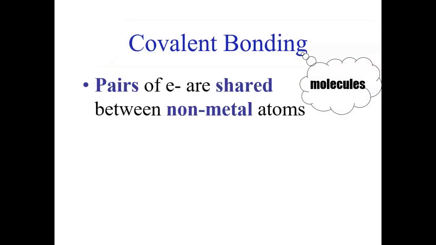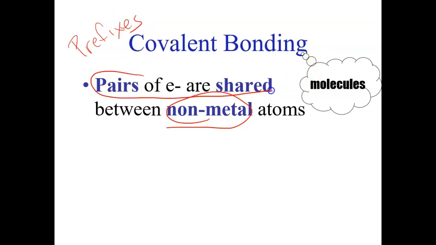Covalent bonding. They are pairs of electrons that are shared, and they are between nonmetals. That is why we have prefixes. These were the ones that had prefixes, and the ionic bonds were the ones that crisscrossed. This is the reason why: because they have a pair of electrons that are being shared in their bonds.